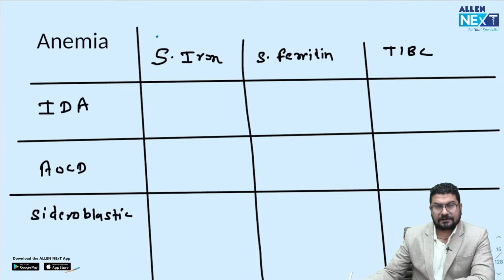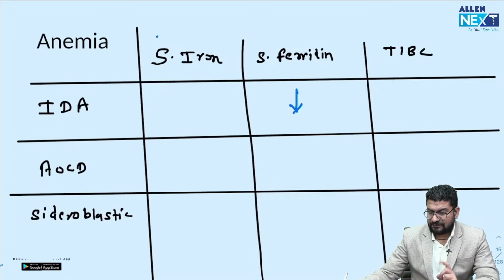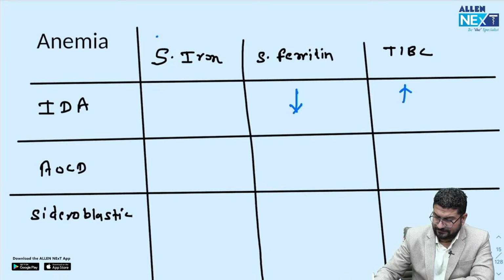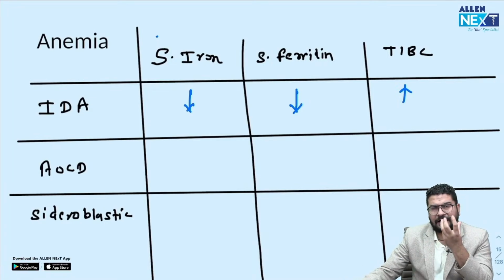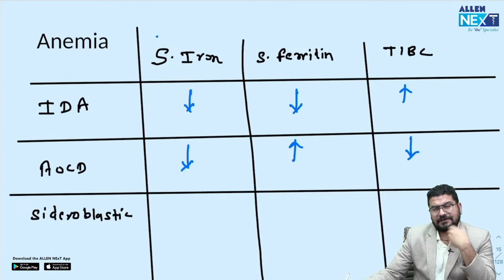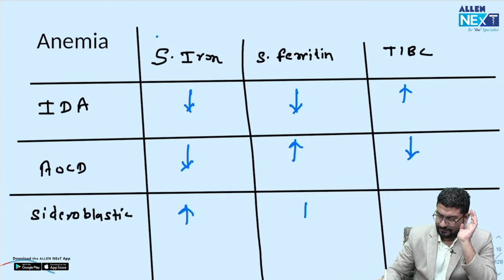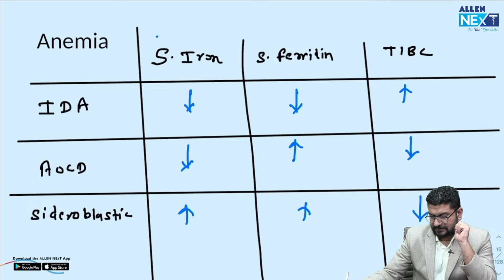So understand this. The first parameter which will decrease in iron deficiency will be ferritin. Remember, ferritin is the stored form of iron, and ferritin is inversely proportional to TIBC. So TIBC will increase. Once ferritin is decreased, then serum iron will decrease. So the first to decrease will be ferritin. Coming to AOCD, here all the iron is trapped within stores. So the stored form will be more, but in the blood it is less, and the stored form is inversely proportional to TIBC. Sideroblastic anemia is an iron overloaded state. So you can see more serum iron, more ferritin, and you will notice TIBC will be decreased. So this is the approach to solve a question.